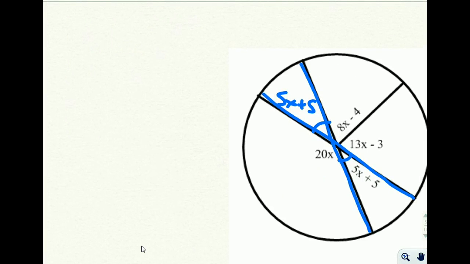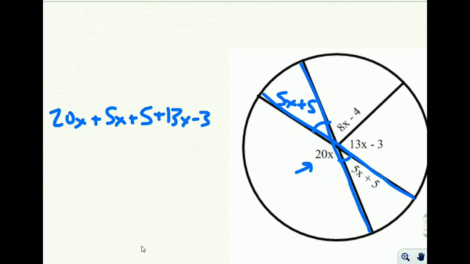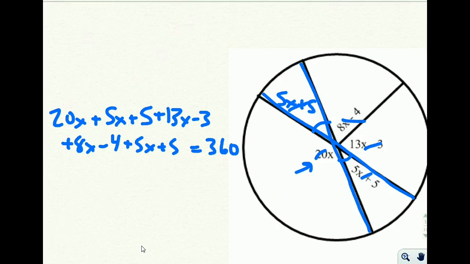So let's do that. Start here with the 20x. 20x plus 5x plus 5, and I'm going around counterclockwise, plus 13x minus 3. So I got this one, this one, this one, plus 8x minus 4, plus 5x plus 5, and that's all equal to 360, because it's a complete circle all the way around the central angle.